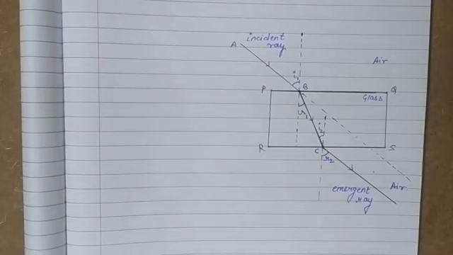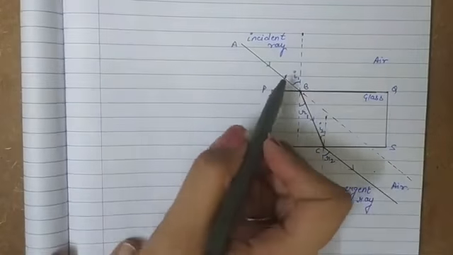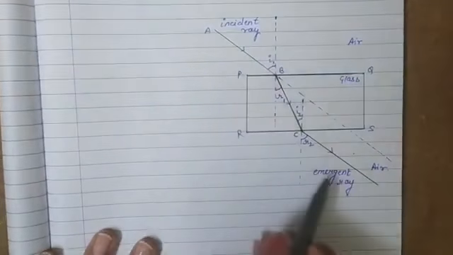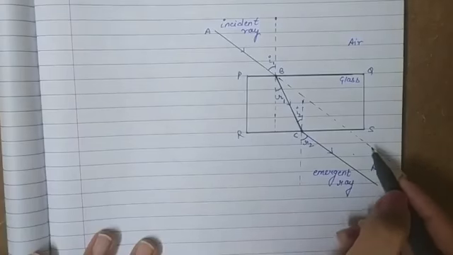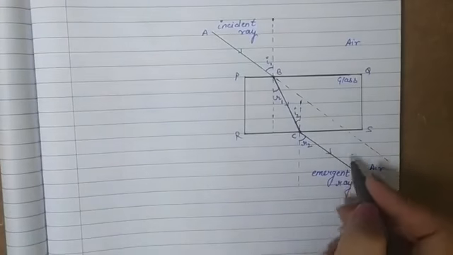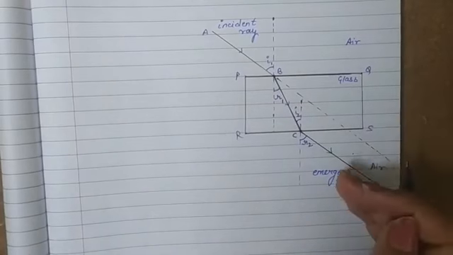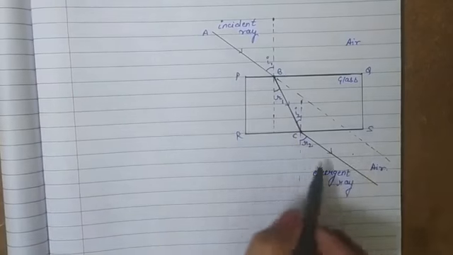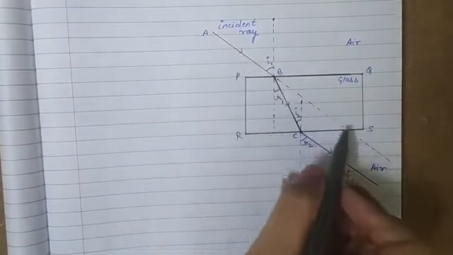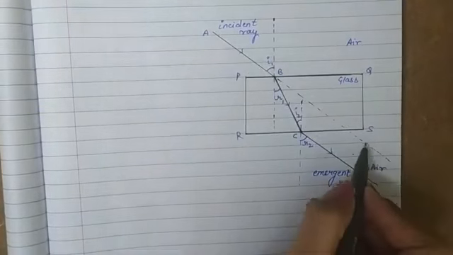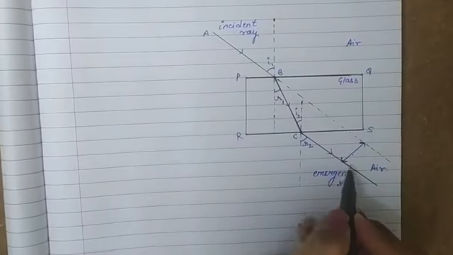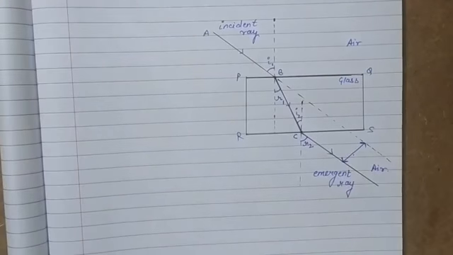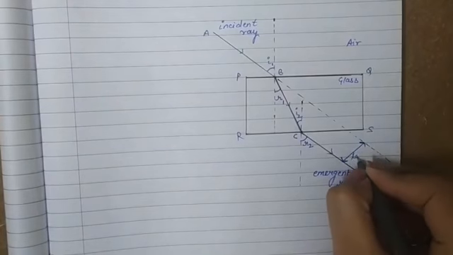Now if we observe the emergent ray and the incident ray, we see that the emergent ray is actually parallel to the incident ray, but it is shifted laterally. This is the lateral shift, in the parallel way. So the emergent ray is parallel to the incident ray but laterally shifted, and this distance between the two parallel directions is called lateral displacement or lateral shift.